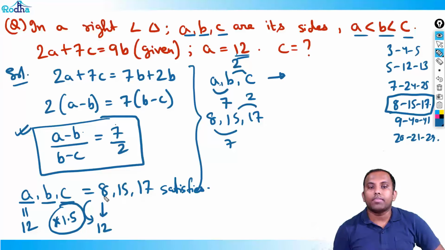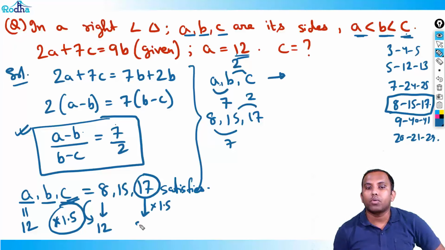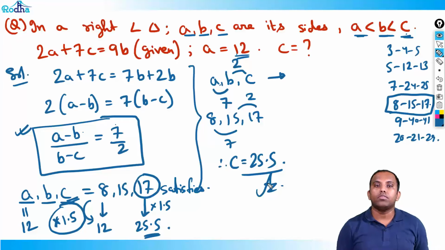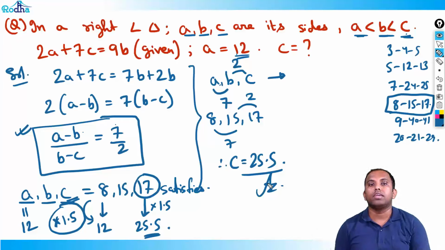So if 8 is 12, then I need the value of C. C is the hypotenuse, because given that A is less than B and B is less than C. So C is the longest side, C is the hypotenuse. If 8 is 12, then what is 17? Again 1.5 times, so into 1.5, 25.5. Therefore C becomes 25.5. Very good question, super question. Okay, so C is 25.5. Now in the next videos we'll discuss further concepts. Thank you.